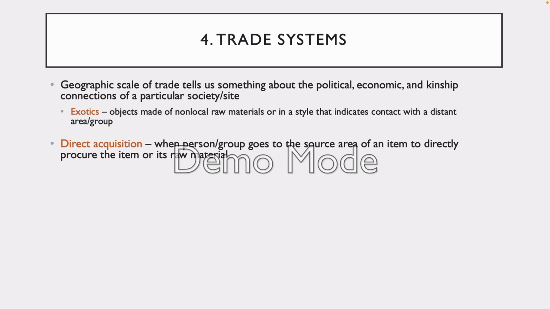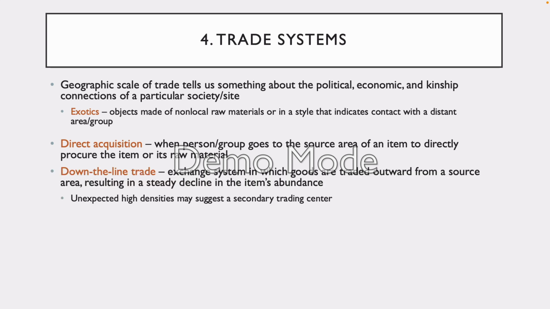The first being direct acquisition, which is when a person or a group goes to the source area directly to acquire the object or the raw material, versus down the line exchange or trade. When we have a source area, say an obsidian source, we see that the farther out we move geographically from that source, there's this sort of standardized fall-off pattern that you would expect to see. So the farther you get away, the less access you have to it because things just kind of move progressively further out.